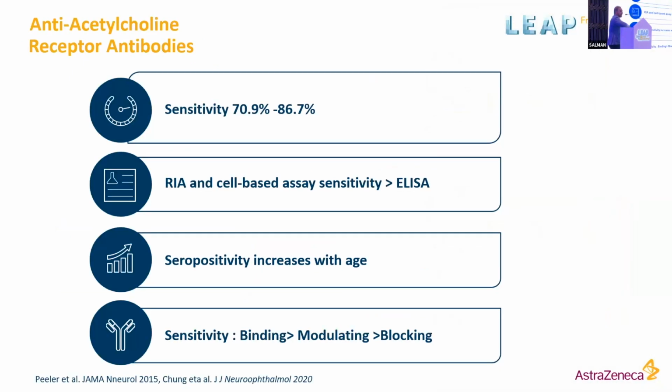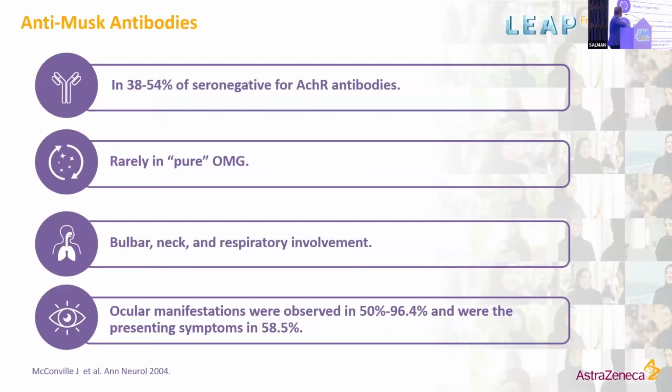As far as the acetylcholine receptor antibodies, it has always been taught that ocular myasthenia will have very low seropositivity, or sometimes they're undetected. That applies to older types of tests, the ELISA or the less sensitive tests. With the newer tests, the RIA and the cell-based assays, I think the sensitivity is much higher. So the seropositivity does increase with age.